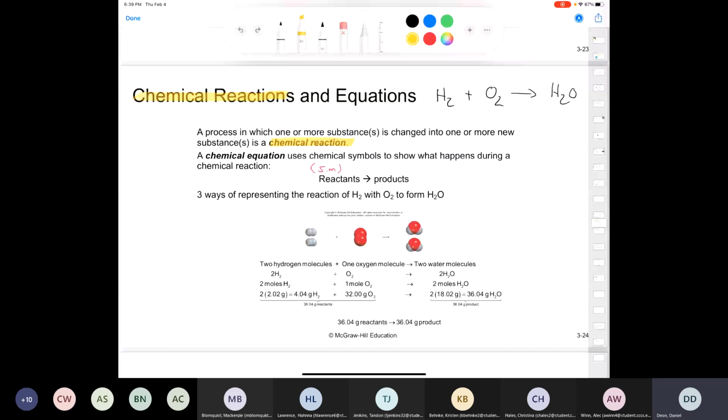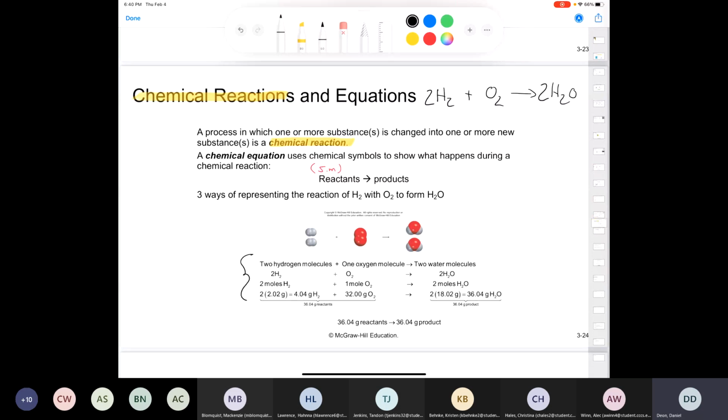So here's some ways of representing it. Let's say for a hydrogen molecule, we represented it as these little gray spheres attached. And for an oxygen, we represented it as these red spheres attached. Our water molecule is this thing here. So what happens when we combine hydrogen and oxygen is that we actually get two hydrogens, right? We have two of them here, combining with one oxygen to give you two molecules of water like that.